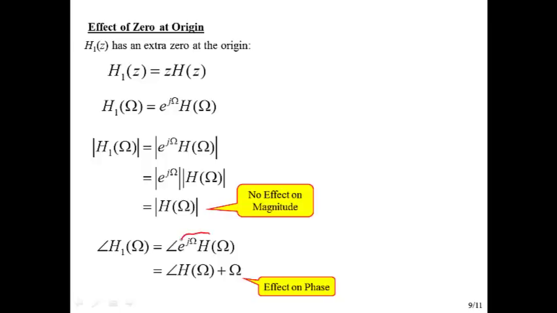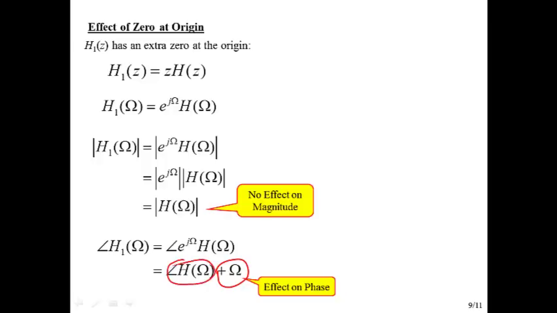So we take the angle of the whole thing. The angle of a product is the sum of the two individual angles. So we have the angle of h of omega plus the angle of this thing. Well, the angle of that is just omega. And so we can see that the effect of an extra zero is that it adds a linear term of slope equal to 1 to the existing phase.